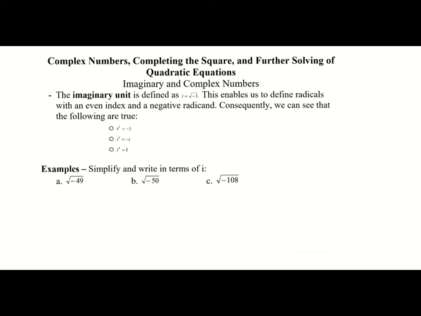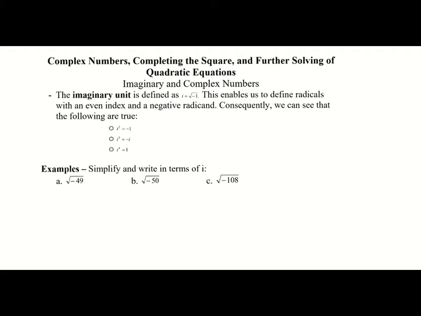Hi everybody, this is Math 026 Module 3 Part 1, and in this module we're going to look at complex numbers, completing the square, and the further solving of quadratic equations. We're going to start with complex numbers.